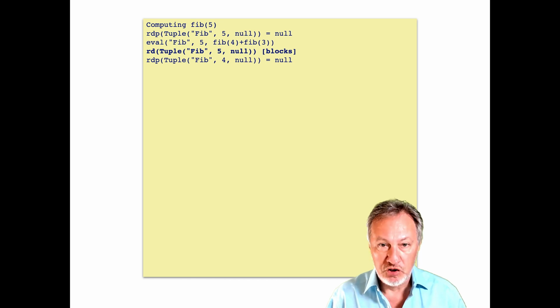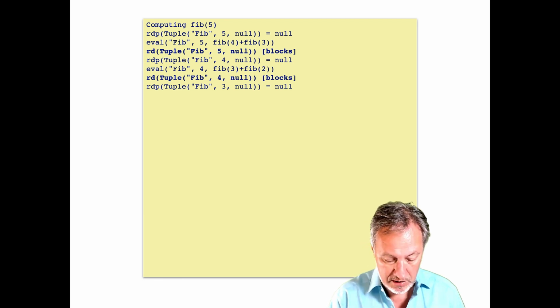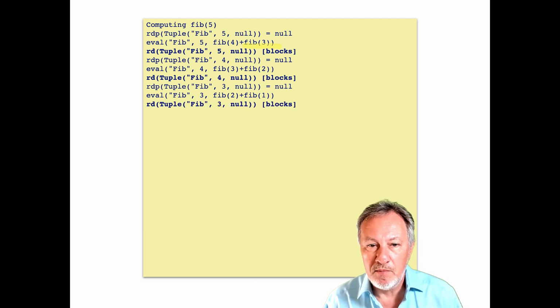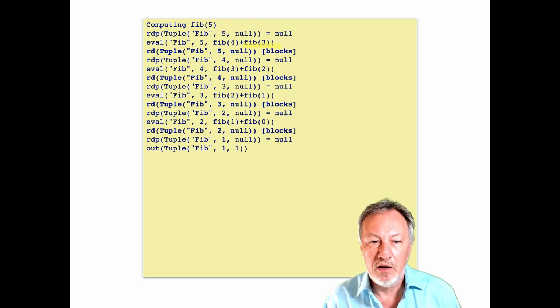Now to compute Fibonacci of 4 and Fibonacci of 3, we'll start by computing Fibonacci of 4. That, of course, returns null, so we'll have to evaluate Fibonacci of 3 plus 2. So Fibonacci 4 is going to block as well. We will next try and compute Fibonacci of 3. That's this one up here. And that results in Fibonacci 2 plus Fibonacci 1 being computed. That's going to block. Fibonacci 2 needs Fibonacci 1 and 0. That's going to block. Fibonacci 1, we know how to do that, so we're going to create the tuple directly in the tuple space. Fibonacci 0, we know what that is, so we'll produce that in the tuple space too.